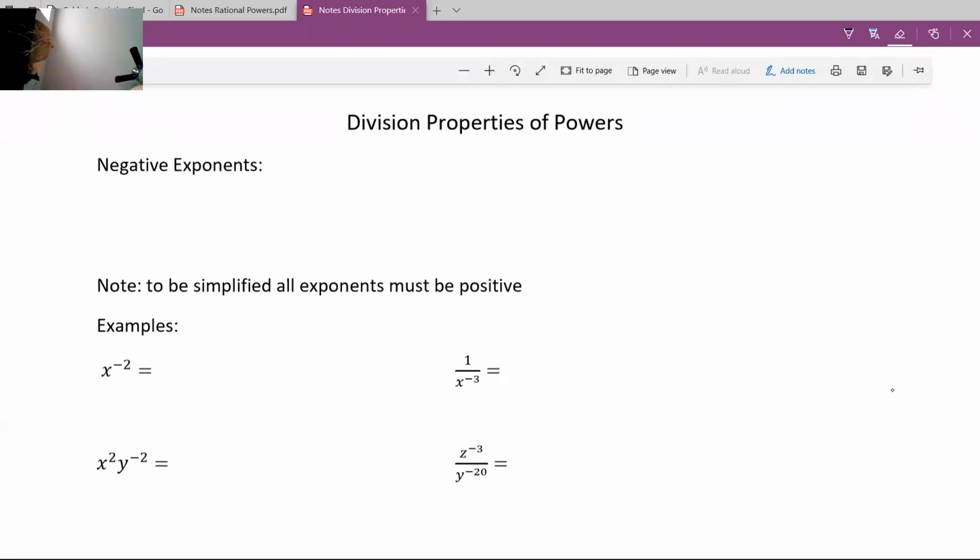All right, we're going to pick up where we left off working with exponents. Last time we did the multiplication properties. This time we're going to start with the division properties. So let's start with negative exponents.